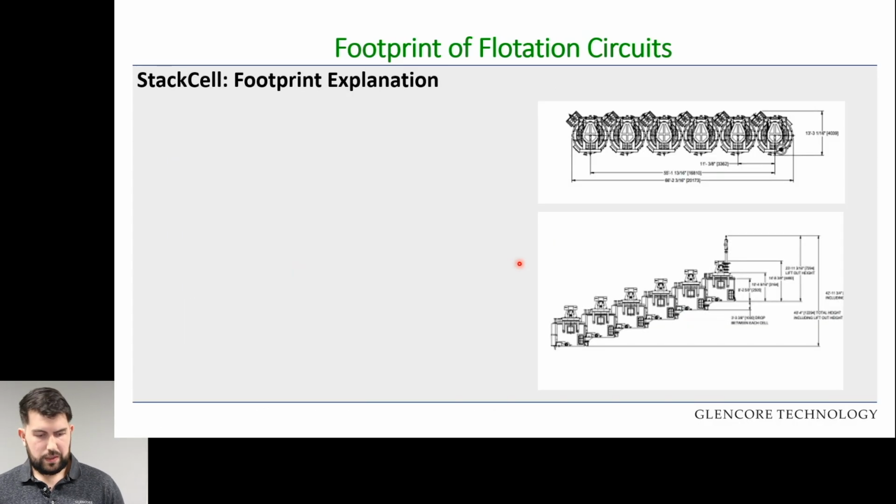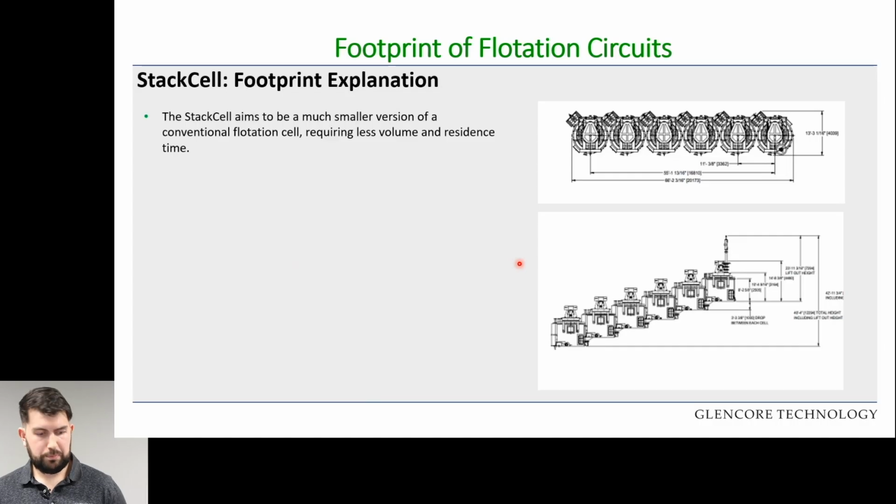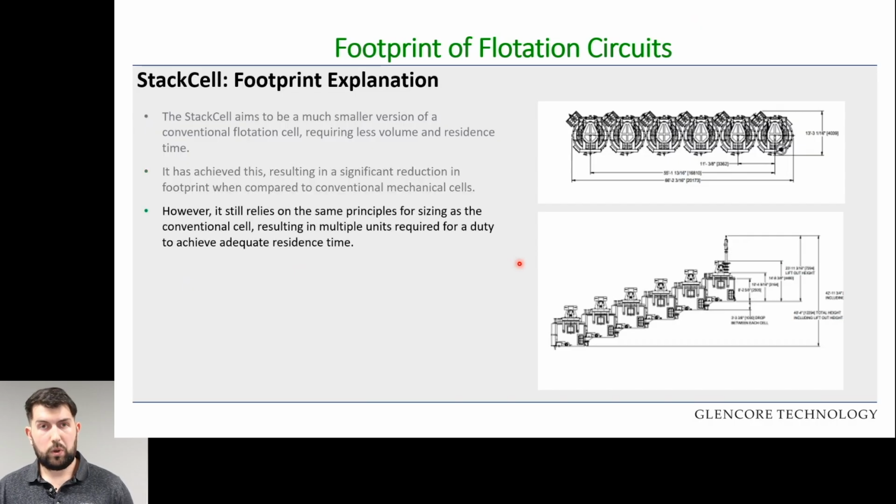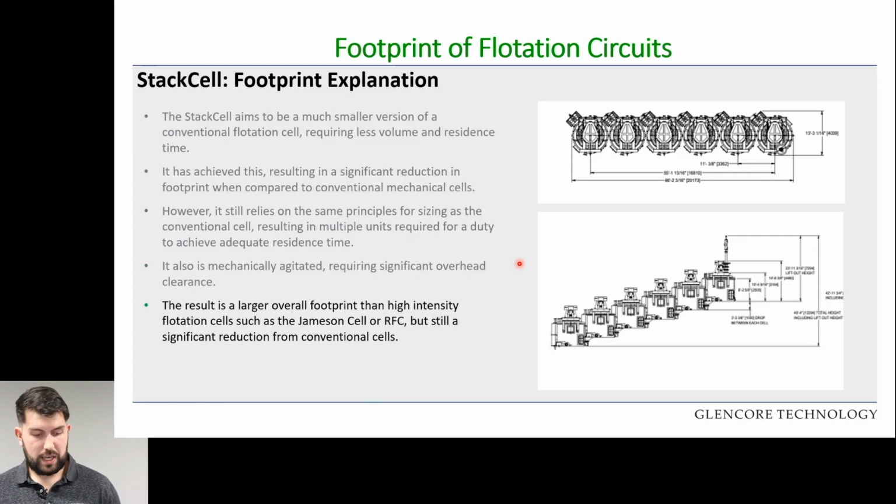Now the StackCell aims to be a much smaller version of a conventional cell, so requiring less volume and residence time. And it has definitely achieved this, resulting in a significant reduction when compared to conventional mechanical cells. However, it does still rely on the same principles for sizing as a conventional cell. So it means that you need multiple units for a duty to achieve adequate residence time. You need them to be stepped. You need clearance for mechanical agitation. And all of these things will drive up your footprint, which means that it does still end up with a larger overall footprint than the high-intensity cells, such as the Jameson or the RFC, but it is still quite a significant reduction from conventional flotation.